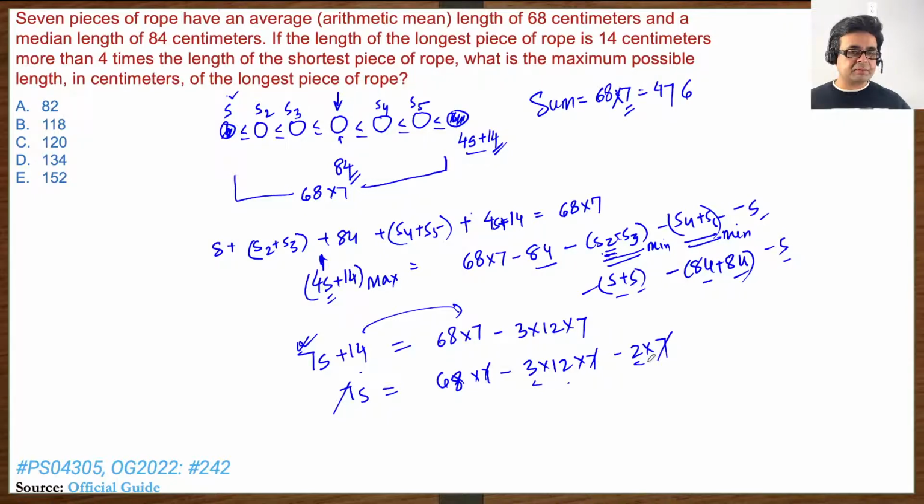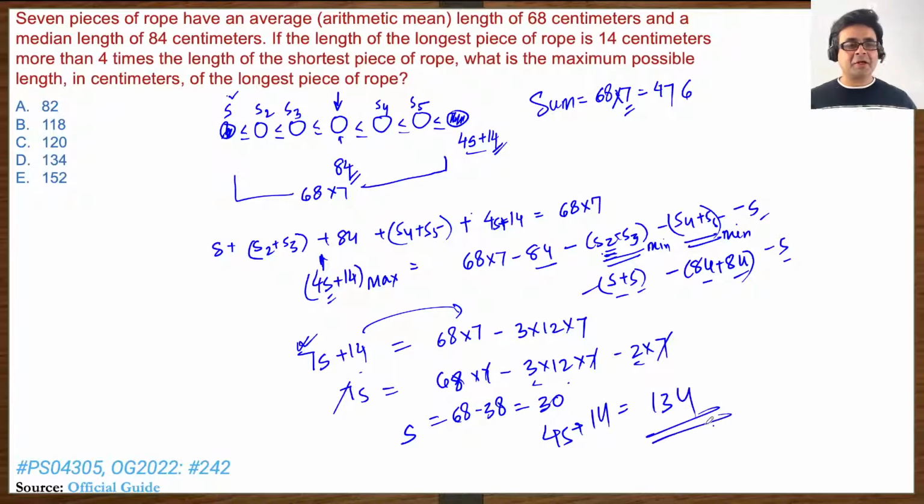12 3s are 36 plus 2 is 38, so this becomes 68 minus 38, that is 30, right? Now this is the S. As you can see, none of these values is the answer, because the question asks for the maximum possible value of the longest piece of rope, and you have just calculated the smallest piece. The longest piece is 4S plus 14, which will be 134.